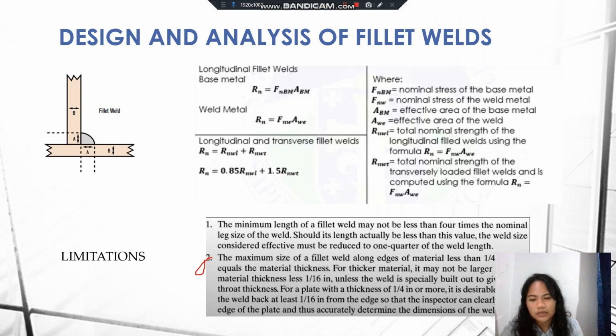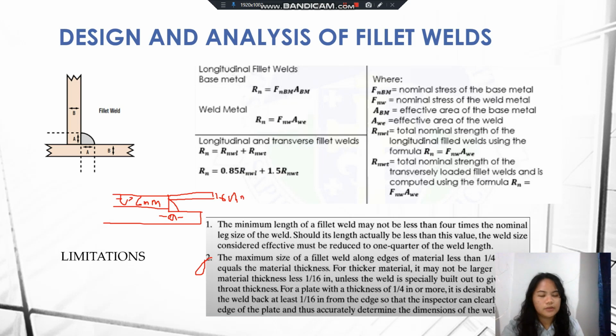So, ang sinasabi lang dyan if may member ka na greater than 6 mm yung thickness, 6 mm. Ayan. So, here's your leg or yung A. So, dapat if greater than 6 mm yung thickness mo, dapat make sure na may clearance ka dito na 1.6 mm. So, yun yung point dito.